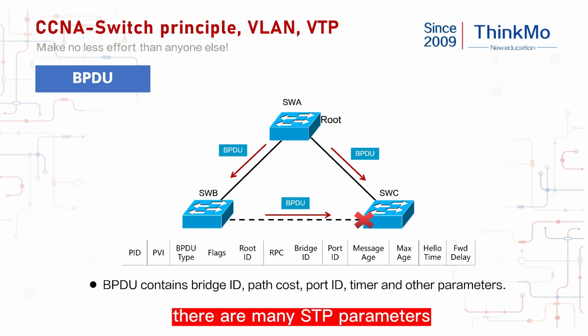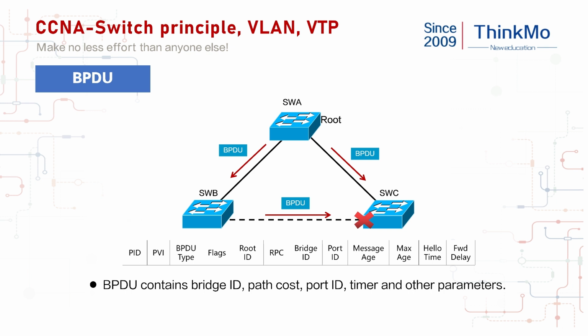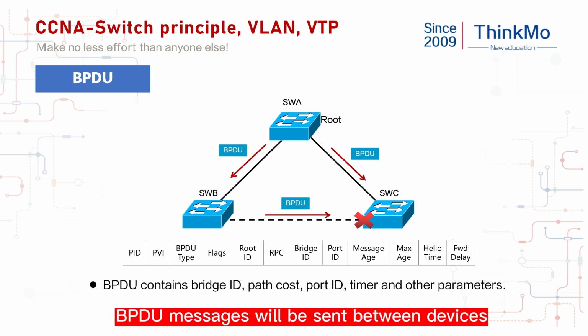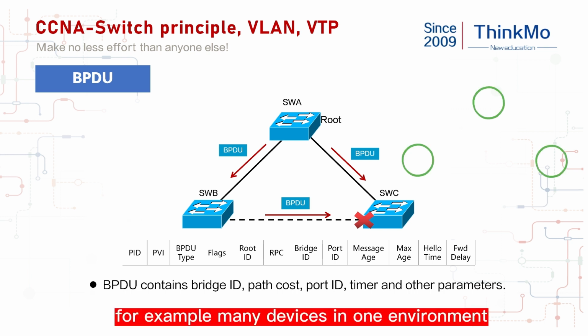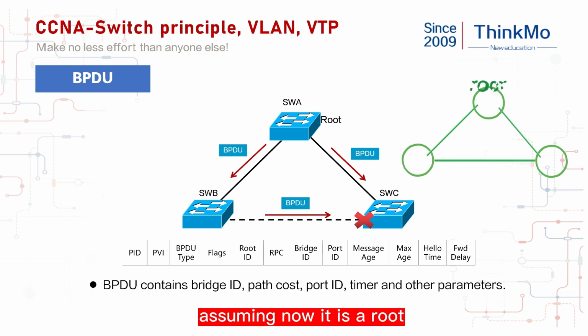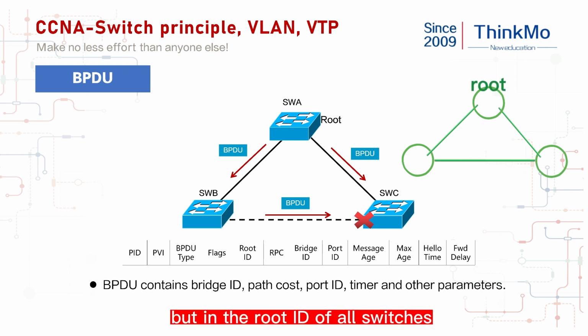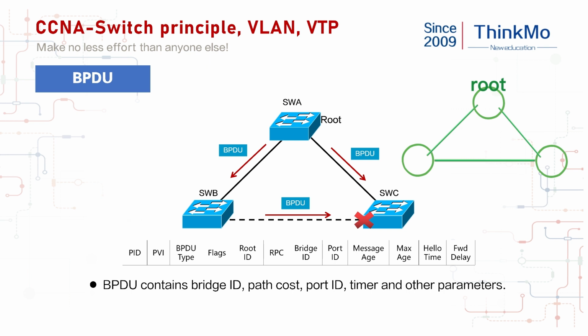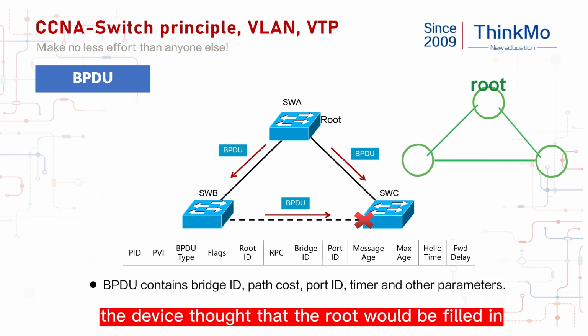There are many STP parameters and they are not easy to understand. But you must know that BPDU messages will be sent between devices. For example, there are many devices in one environment. This is a switch, not a router. They all send BPDUs. Assuming one is now a root, in the root ID of all switches, the device will fill in whom it thinks is the root.